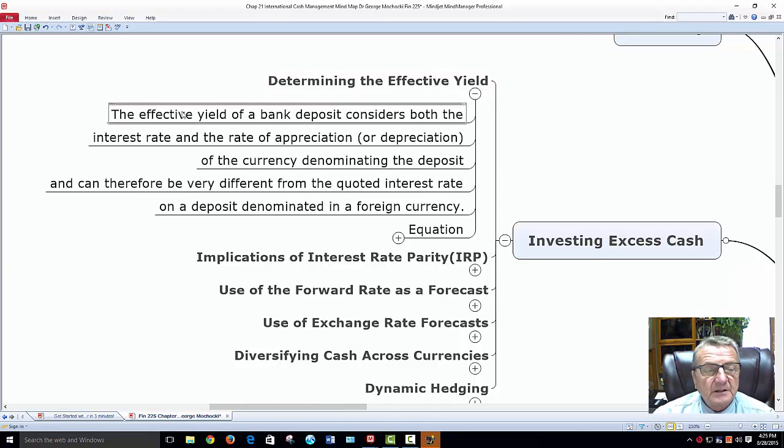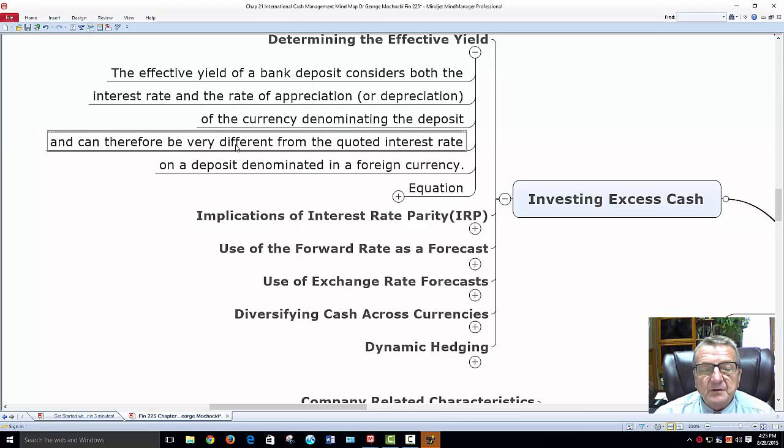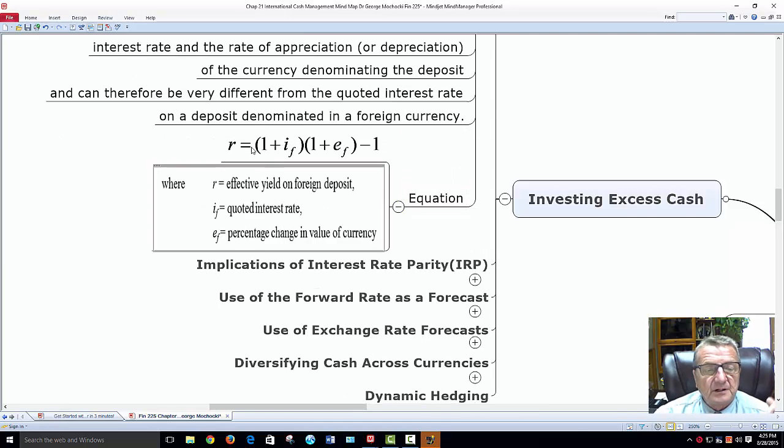Determine effective yield rate of a bank. I don't need that. Okay, a bank deposit considers what? Interest rate and rate appreciation. That's all I highlight. I get rid of all of that. I did this here because it's easier, because some people need that time. I have some students whose English is a second language, so it flows. Okay, and can therefore be very different from quoted interest rates on deposits denominated in a foreign currency. And here's the formula. We discussed that in class.